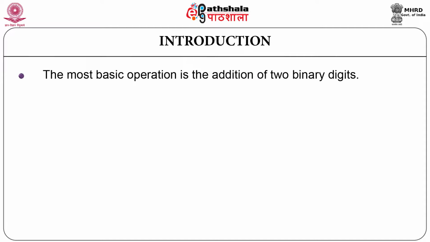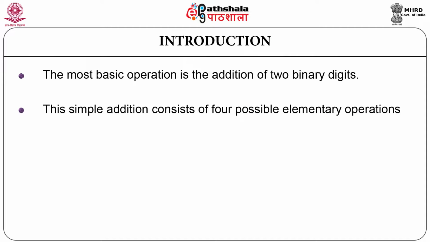The most basic operation is addition of two binary digits. The simple addition consists of four possible elementary operations. These are: first, 0 added with 0 gives 0. But if 0 is added with 1, the result is 1. And if 1 is added with 0, the result is 1. If you go for addition of 1 and 1, the result is 1, 0. The 1 in this is the carry and 0 is the addition or sum, you can call it.